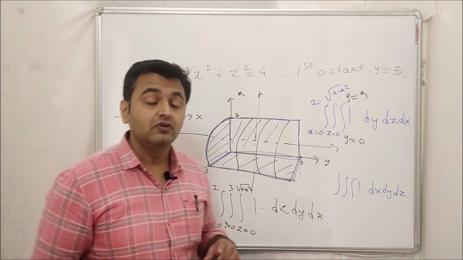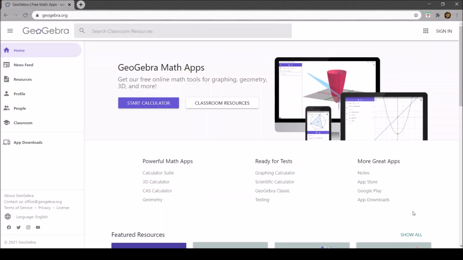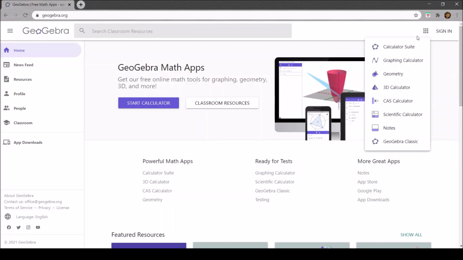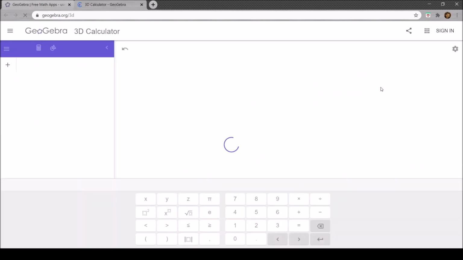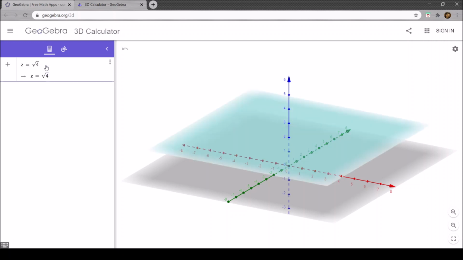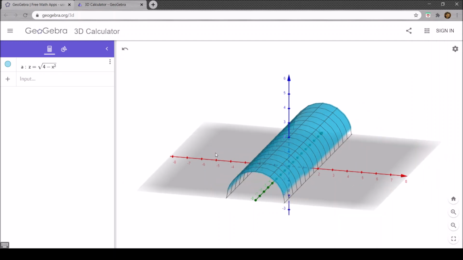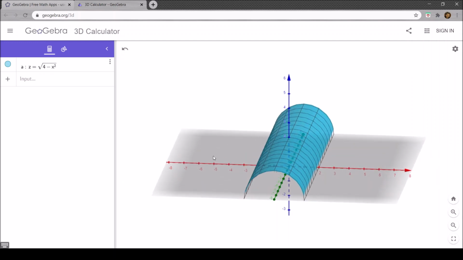What I want to tell you is how to see this using GeoGebra. So now when you go to this GeoGebra website, here if you click on these square dots, you go to the 3D calculator. Once you are in the 3D calculator, the first thing is you give the equation of the cylinder. Since it's in the first quadrant, I will give z equal to square root of 4 minus x square. Good. So this is the cylinder I have. As you can see, it is in the upper half of the surface, because we want it positive.